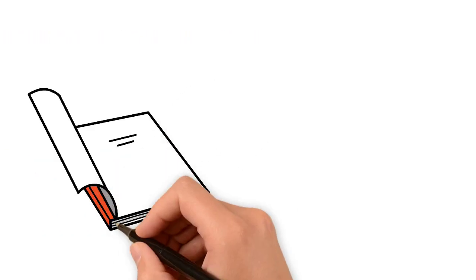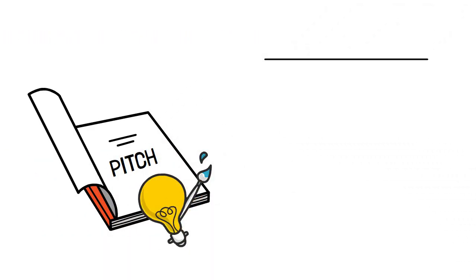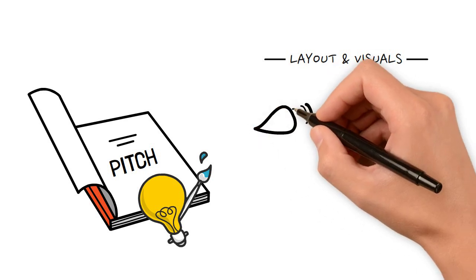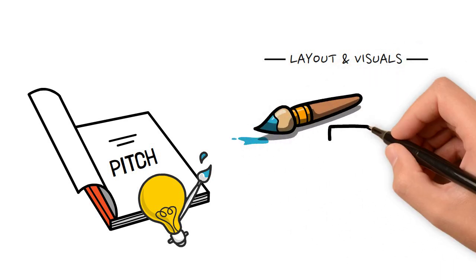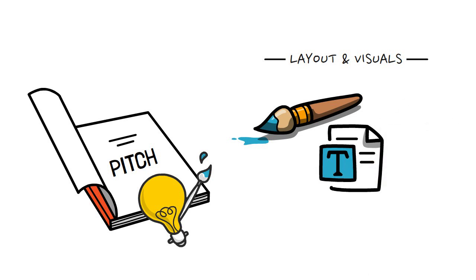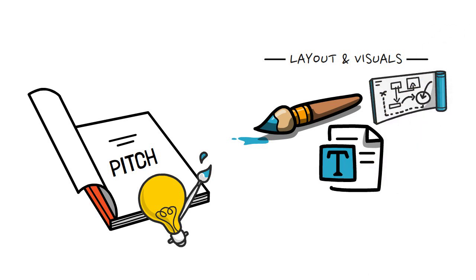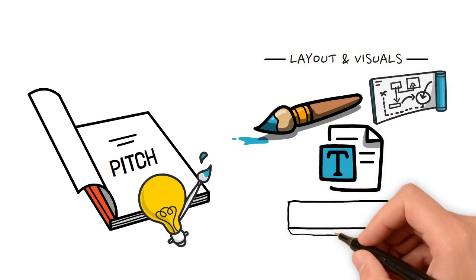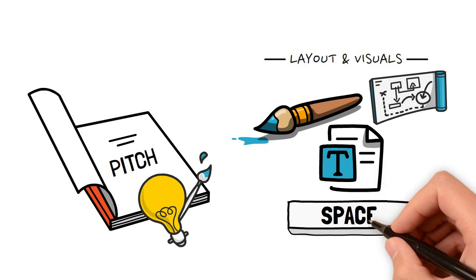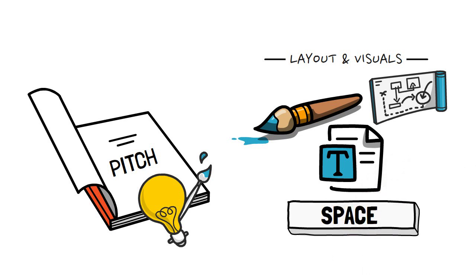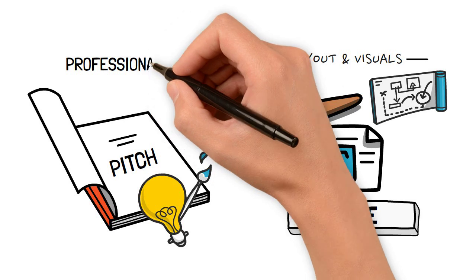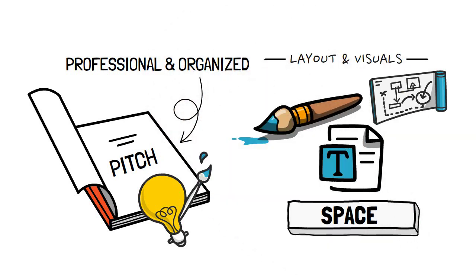When it comes to designing your pitch deck, you'll want to focus on the layout and visual structure. This should include using a consistent color scheme and font throughout the presentation, as well as creating a logical flow of information. You'll also want to make sure to create space between sections and use simple, easy-to-read text. This will help to make your presentation look professional and organized.